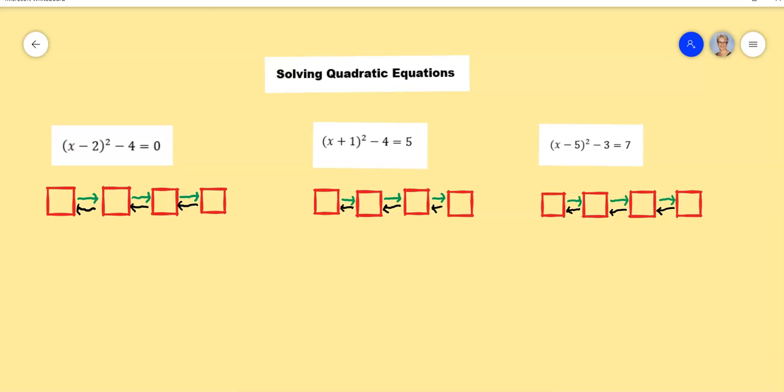Now, if we look at the bracket, we can see that first of all, we are subtracting 2. Then we are squaring the result. And then we are subtracting 4. And then we get an answer of 0.